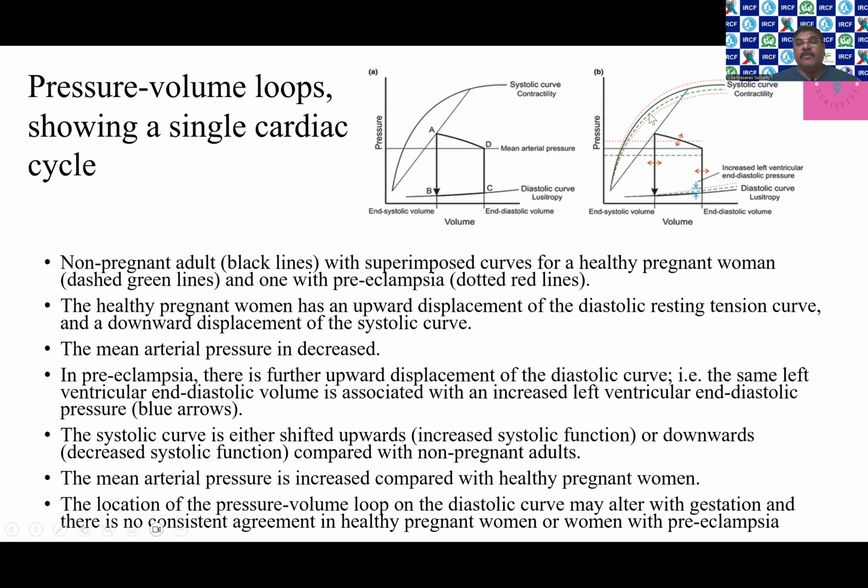So the systolic curve may shift upwards and downwards in a preeclamptic patient, but the mean arterial pressure curve will be upwards, so mean arterial pressure will be increased. The mean arterial pressure will be increased in healthy pregnant women. So the location of the pressure volume in the diastolic curve may alter with gestation. There is no consistent agreement for healthy pregnant women or preeclampsia.